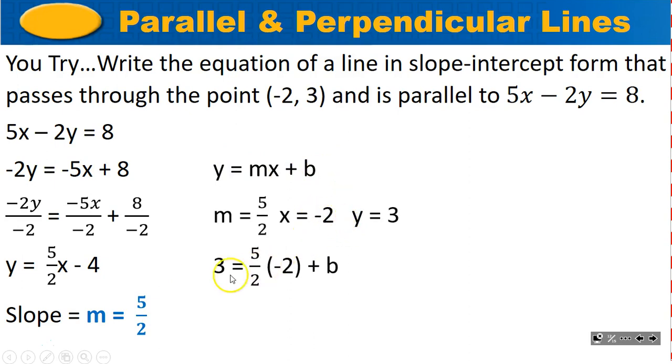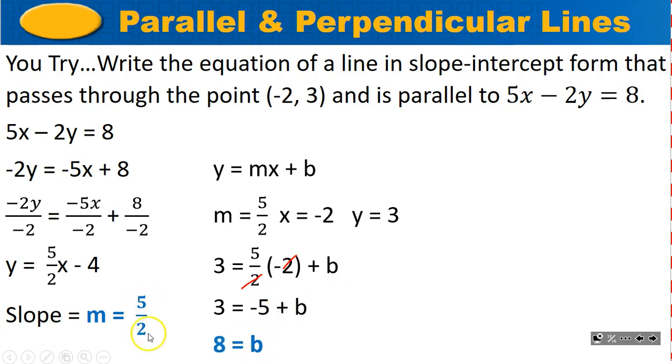So when we do that, we get 3 is equal to 5/2 times -2 plus b. Here's a good hack for y'all. When I have a 2 in the numerator and the denominator, I can cancel them out, so that's going to end up being -5 there. So 3 is equal to -5 plus b. Got to add 5 to both sides. So b is equal to 8.